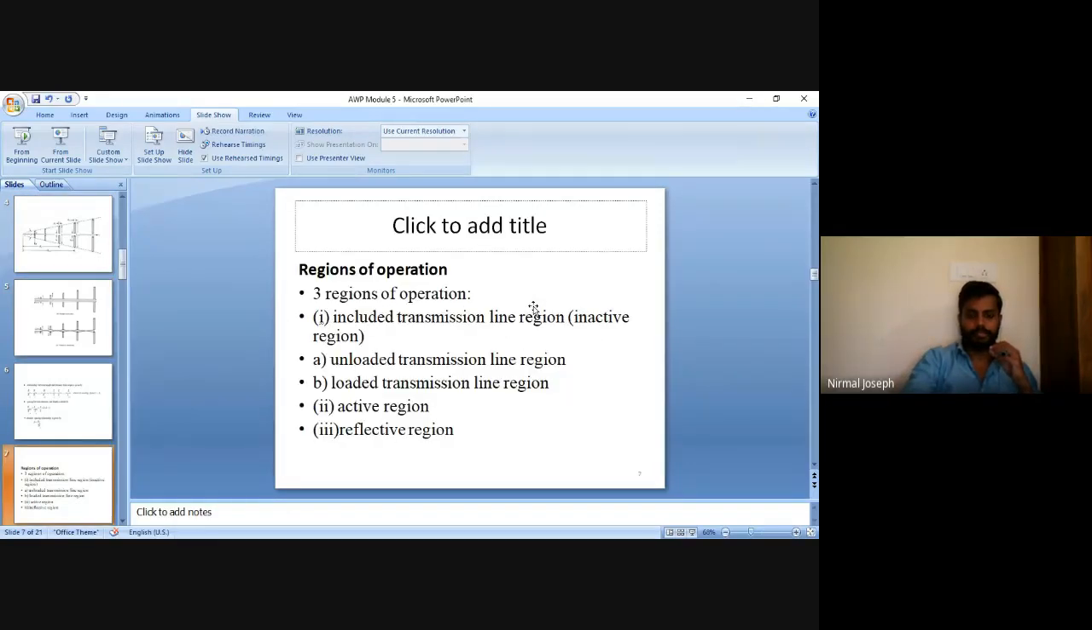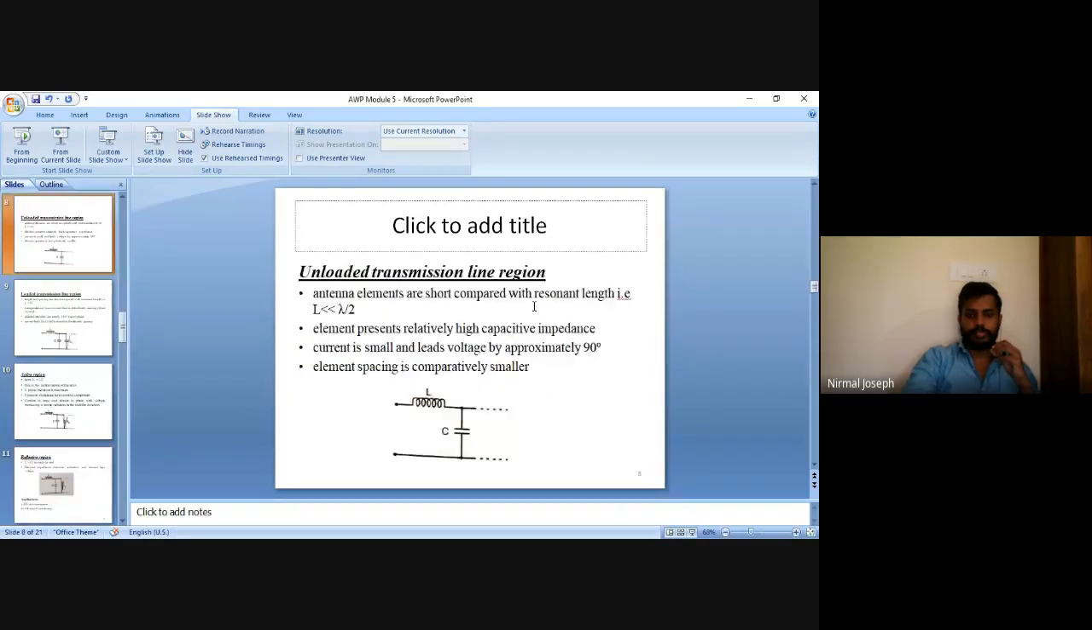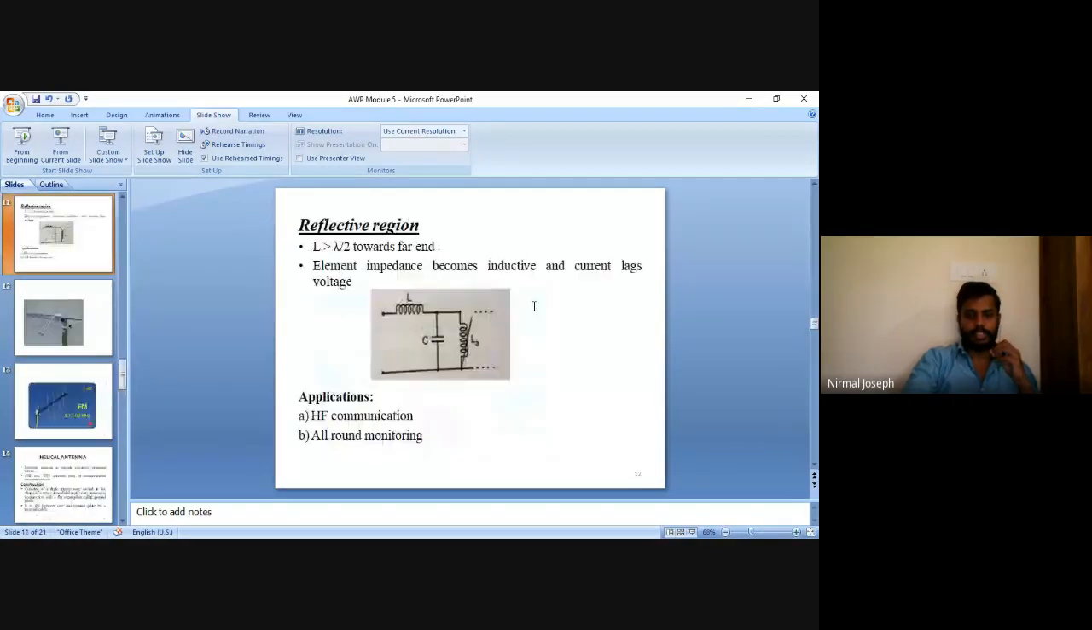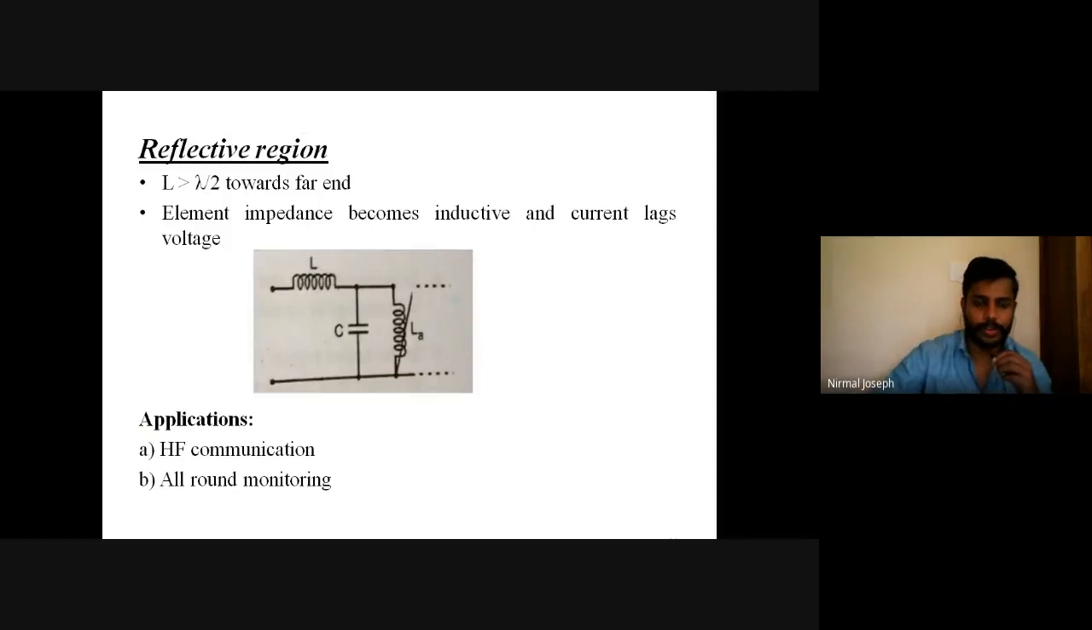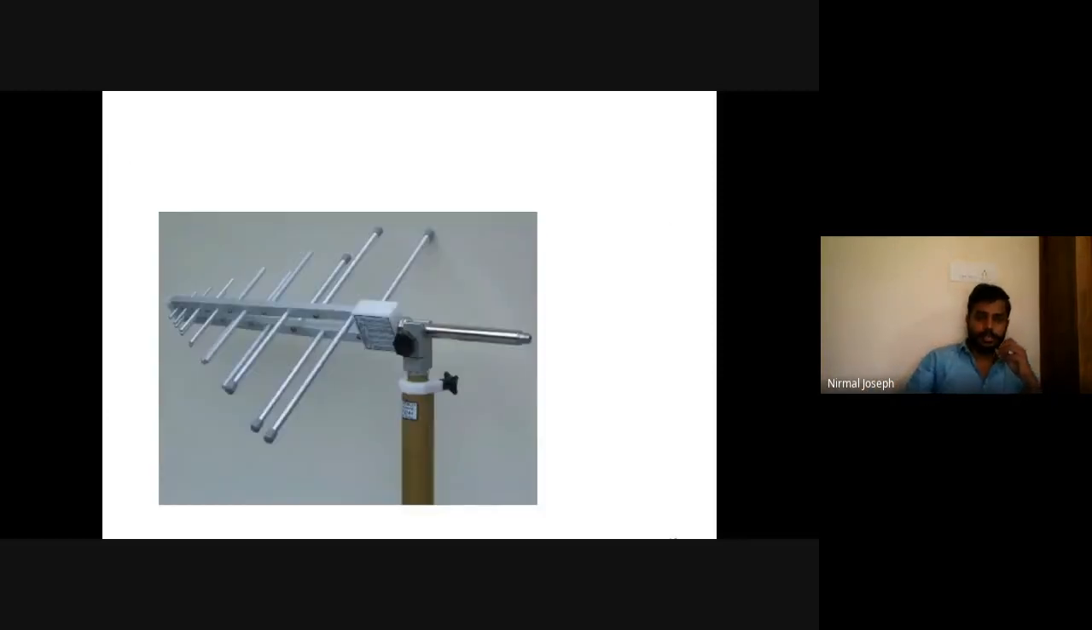We have already seen those three regions, and the applications are for high frequency communication and for all-round monitoring. So this is a log periodic antenna. You might have seen this type of antenna in radio stations. I think most of the current radio stations are using this type of antenna for their FM stations.